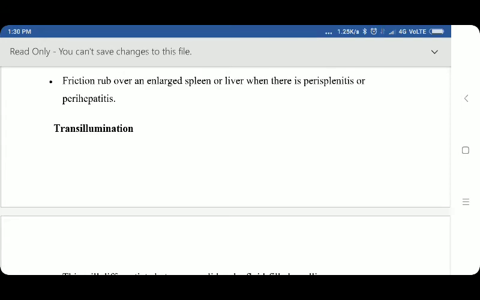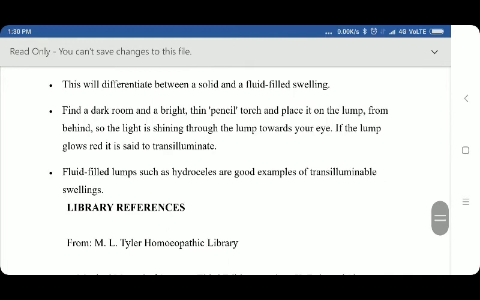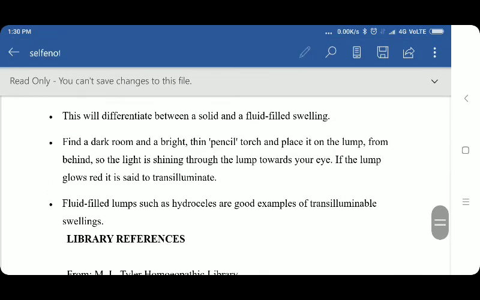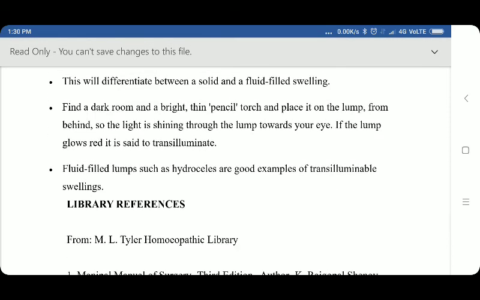Then an important test which has to be carried out in a case of swelling or lump is called the transillumination test. This will differentiate between a solid and a fluid-filled swelling. Find a dark room and a bright thin pencil torch and place it on the lump from behind so the light is shining through the lump towards your eyes. If the lump glows red, it is said to transilluminate. Fluid-filled lumps such as hydrocele are good examples of transilluminable swellings.